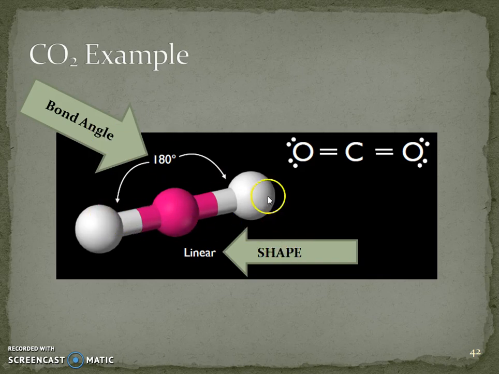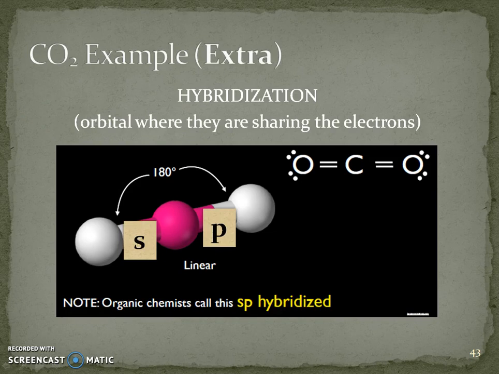So besides the actual Lewis diagram of the compound, you're also going to need to know its shape, and you're also going to need to know the bond angle. So if you did not pay attention the first time, you might want to replay this video and start drawing some of those out. And here's something extra. We're also going to be talking about hybridization.